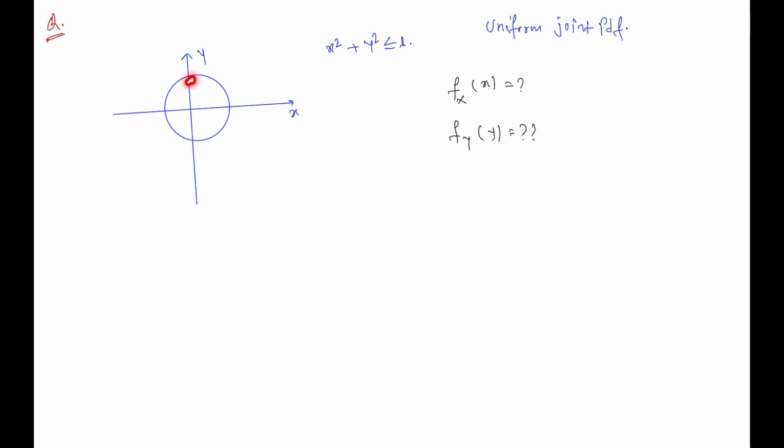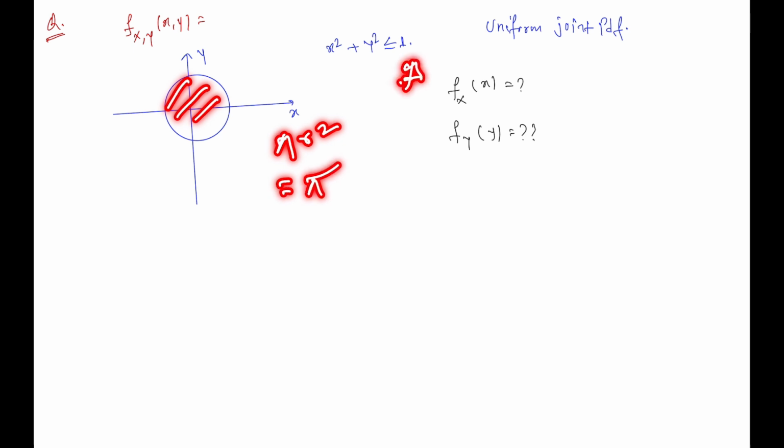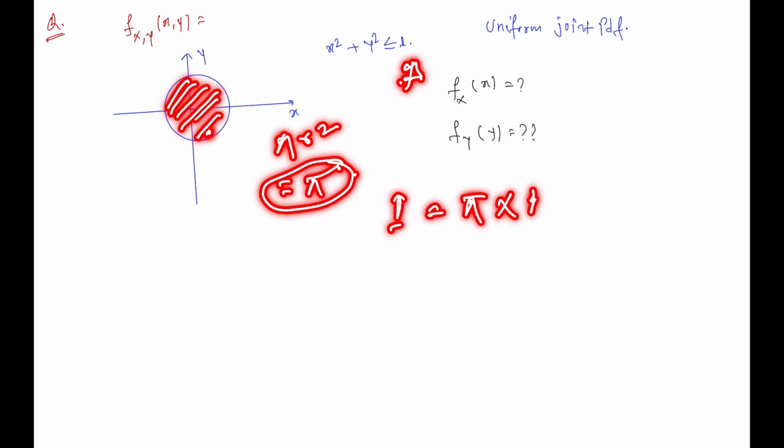Then total volume means this area times the height, right? And height is nothing but this joint PDF. And what's the area of this? Pi r square, right? The radius is 1, so the total area will be pi. And the total volume should be 1. That means area, that is pi, times the height is 1, right?